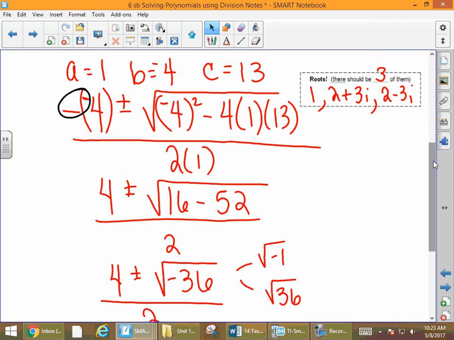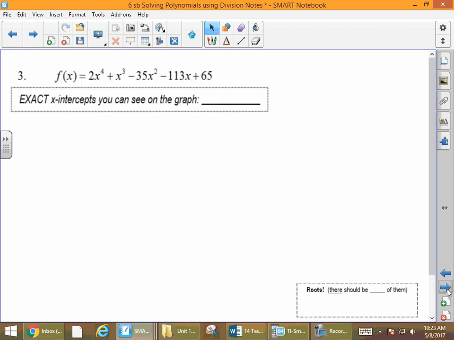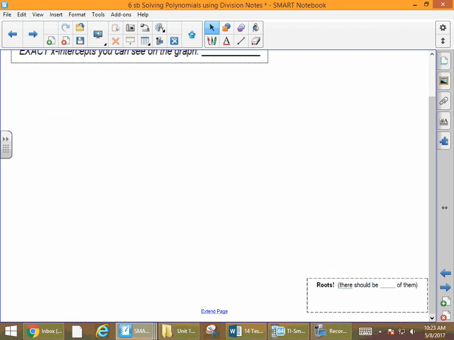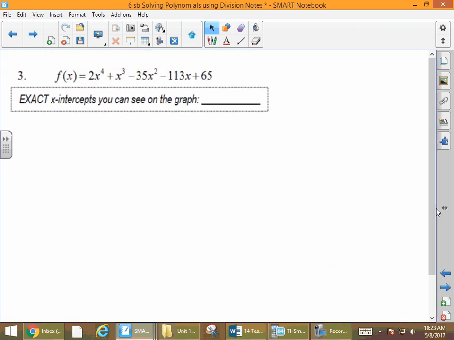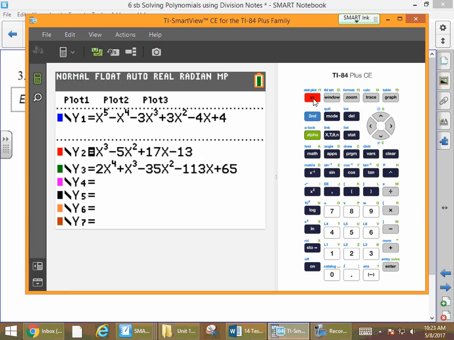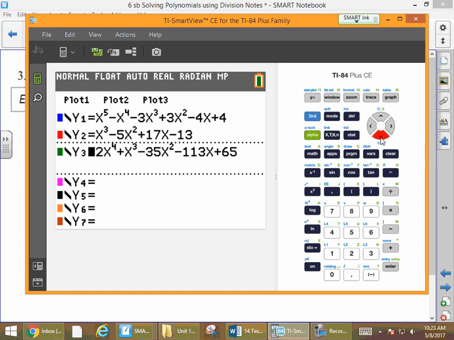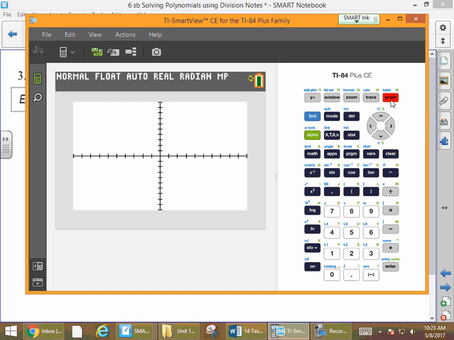But one more problem here before we do a little practice on our own. First thing that we look at is, can we factor this? Well, it doesn't look like it. So if we can't factor it, then what we're going to do is we're going to go to our calculator and we're going to type it in. So we're going back to y equals. And we graph.